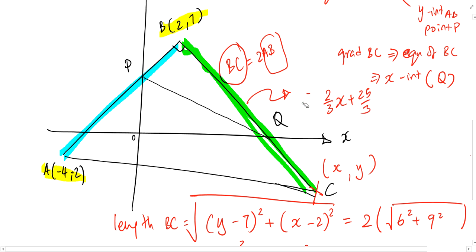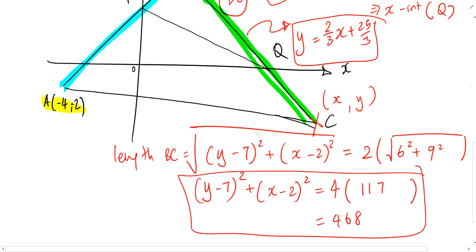So these are the limitations to our point C. Point C must lie on this equation. It also must satisfy this equation at the same time. What do you think I'm trying to tell you? Simultaneous equation. This is equation number 1. This is equation number 2. Solve them simultaneously. You will find a value of x and a corresponding value of y that satisfies equation number 1 and equation number 2 at the same time. And it must be point C. Get it? Understand the approach?